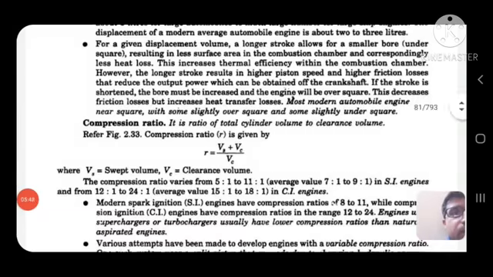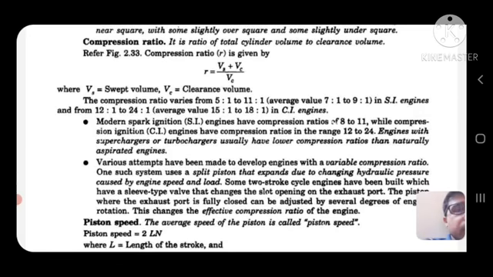Compression ratio: it is the ratio of total cylinder volume to the clearance volume. It is always greater than 1. Modern spark ignition (SI) engines have compression ratios of 8 to 11. Compression ignition engines have compression ratios in the range of 12 to 24. Engines with supercharger or turbocharger.